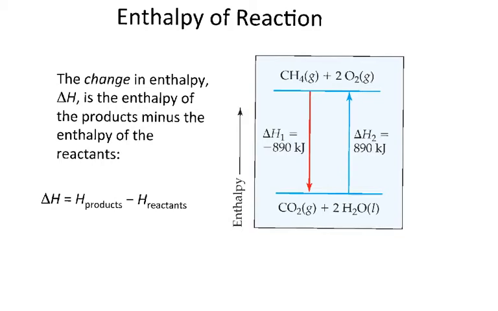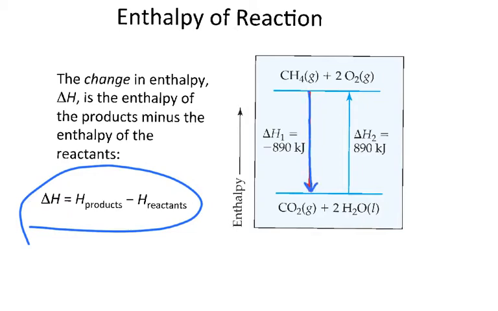Okay, so now that we've talked about enthalpy a little bit, we need to think about the enthalpy of a particular reaction. So delta H is the change in enthalpy, and so we're interested in the enthalpy of the products minus the enthalpy of the reactants. Okay, so let's look at an example. So here we have this enthalpy diagram. We have methane and oxygen in one way yielding carbon dioxide and water. This is a combustion reaction, the delta H here is negative 890 kilojoules.